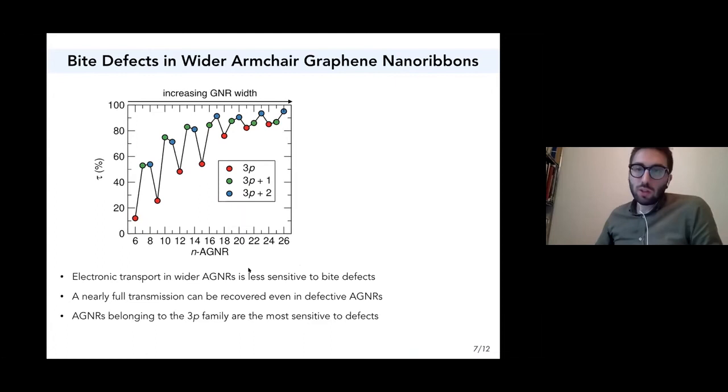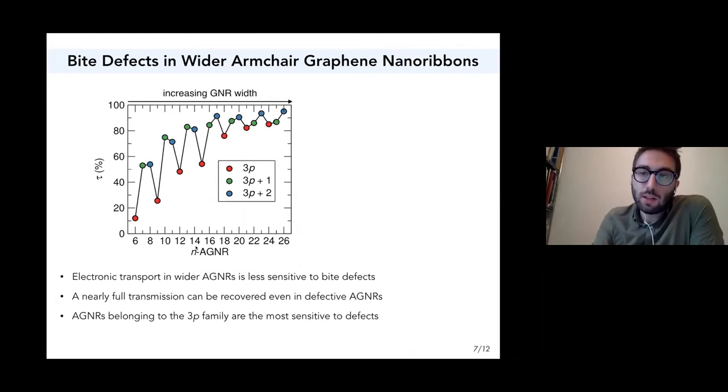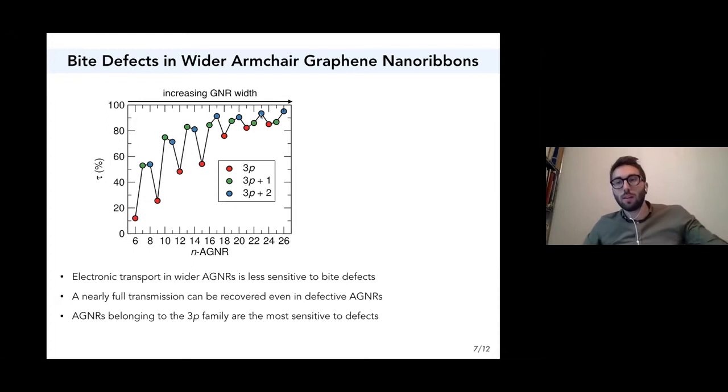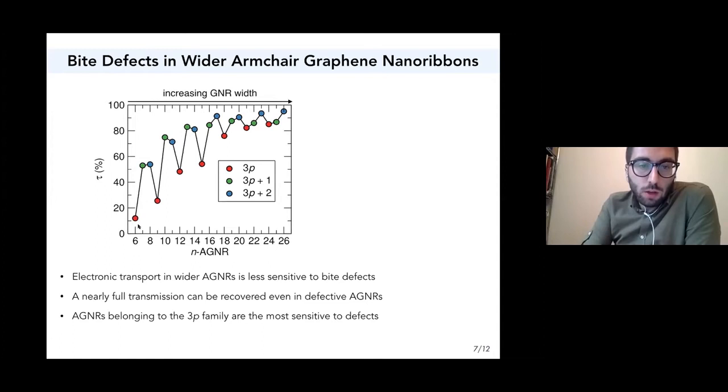So what we have suggested is that we can increase the width of the hosting armchair graphene nanoribbon, and especially we have obtained tau as a function of the width of the AGNR. So there are at least two trends we can identify from this figure. So first of all, as the width of the nanoribbon increases, also tau increases, and eventually you can recover approximately 80 or 90% of the conductance at the band extrema if the armchair graphene nanoribbon is more than 20 atoms wide. Second, we can observe that AGNRs that belong to the 3p family are the most sensitive to the defects.